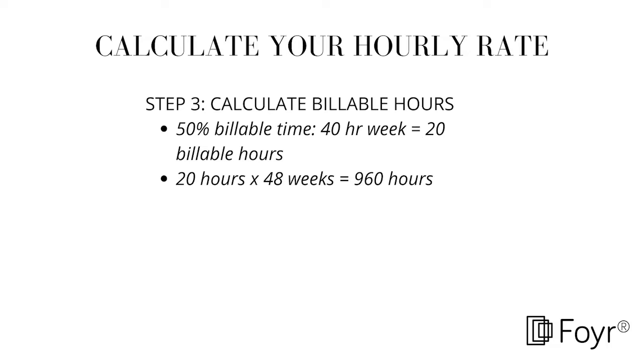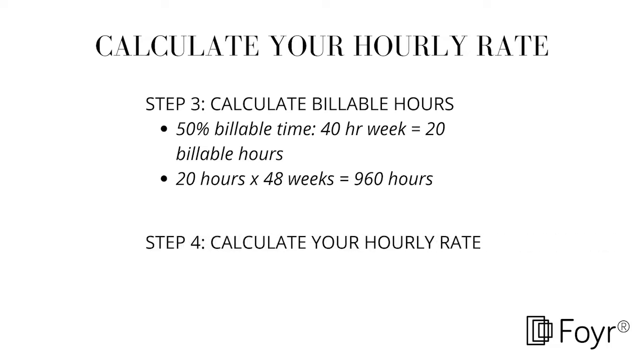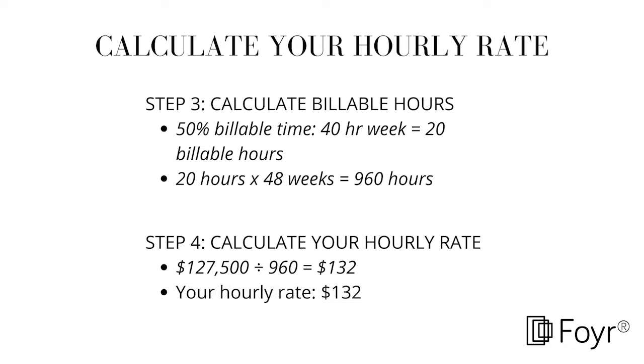All right, you've done the hard work. Now it's time for the fun stuff and actually figuring out your rate. So to calculate your hourly rate, you take that big lump number, $127,500. Remember, that's your expenses plus your profit margin. You divide that by the number of hours you are able to bill in a year, 960, cha-ching, and that takes you down to an hourly rate of $132.